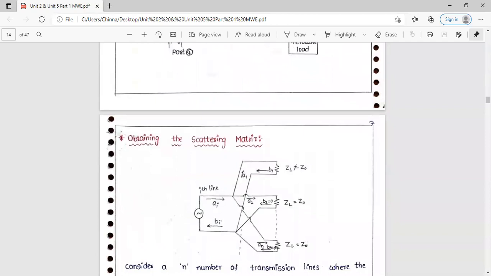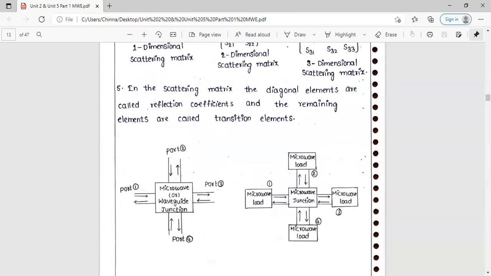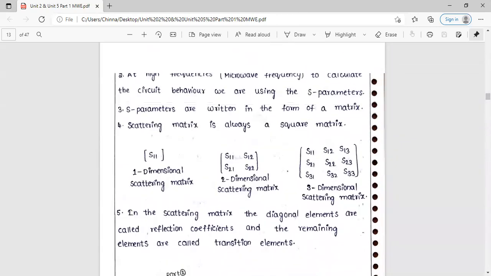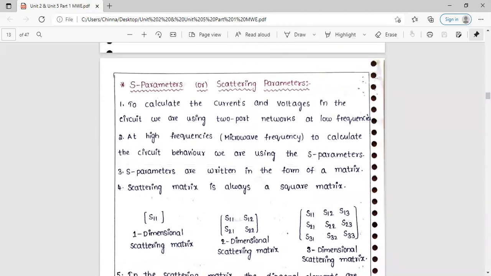Obtaining the scattering matrix we will discuss tomorrow. Today we discussed the introduction to the scattering matrix.